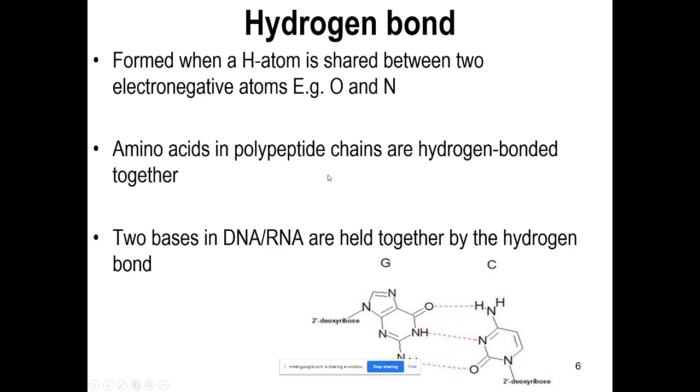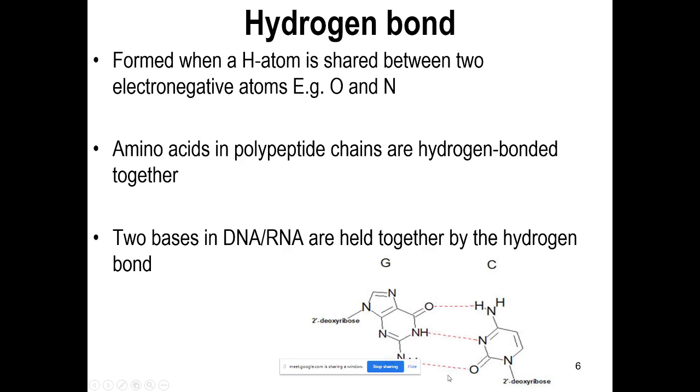Hydrogen bonds are found in structures of proteins. When we are looking at the way proteins fold, we'll talk about a hydrogen bond, but the amino acids in the protein structure are folded using what we call hydrogen bonds. Also, in the makeup of DNA and RNA, the bases that are making up DNA and RNA are supported in position using a hydrogen bond.